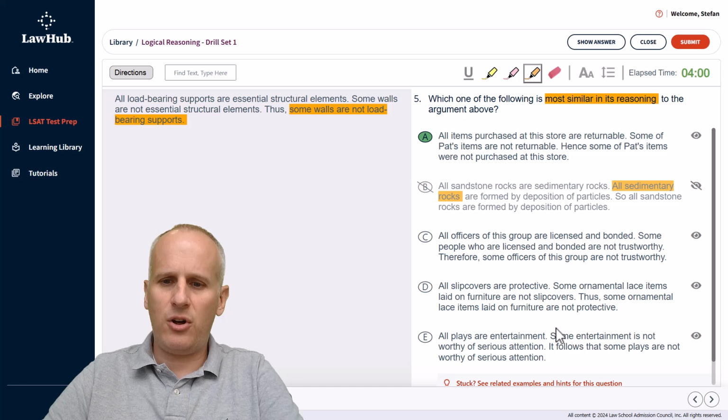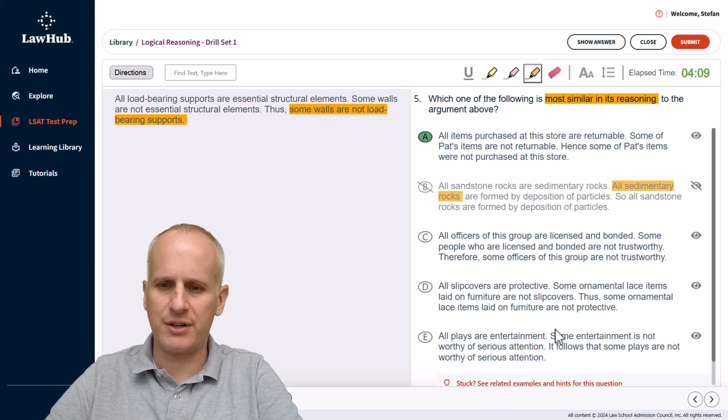Next, choice C, we've got all officers of this group are licensed and bonded. Okay, so if officer, then licensed and bonded. Got it. Some people who are licensed and bonded are not trustworthy. Okay, so some people are licensed and bonded, they're not trustworthy. Fair enough. Therefore, some officers of this group are not trustworthy. Well, we know that the officers are licensed and bonded. We know that some people who are licensed and bonded aren't trustworthy, but we don't know if that some is the some officers of this group. This is an invalid argument based on the quantities, so we're going to eliminate that right now.